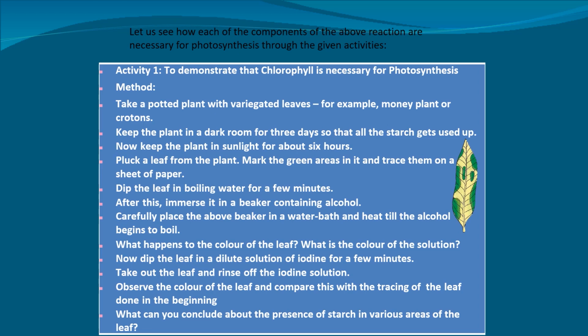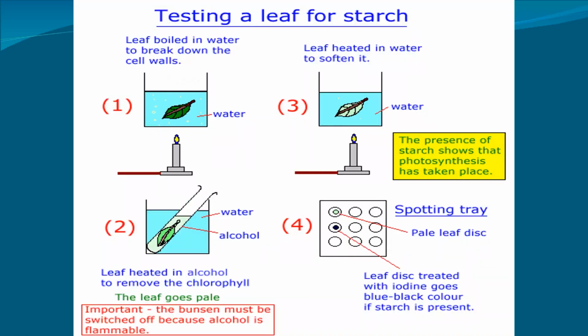Let us understand this whole procedure once again through this diagrammatic depiction. Here, so when we expose the sunlight, the leaf for 6 hours, after that we boil that leaf in water to break down its cell walls. Once the cell walls are broken, now we will heat the leaf in alcohol to remove the chlorophyll. And in the third step, the leaf was heated in water to soften it. And the fourth step, we put drops of iodine solution to test for the presence of starch and see what we obtain.